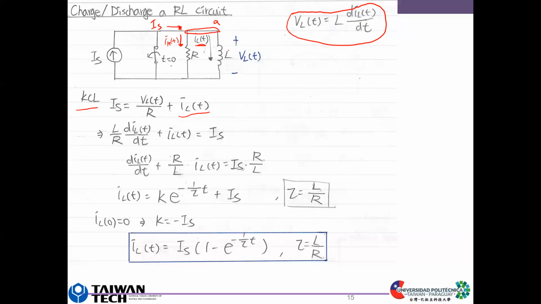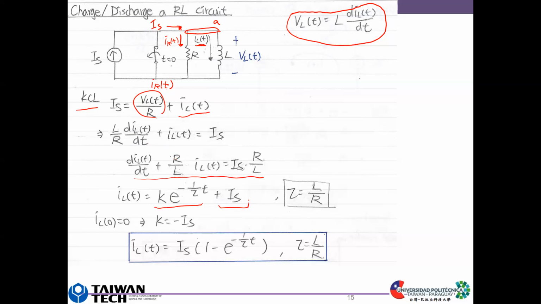And I_R(t) equals V_L(t) divided by R. So this is I_R(t). So we replace V_L by L times dI_L(t)/dt, and then divided by L over R. So this is our equation. And we have a complementary solution and a particular solution.